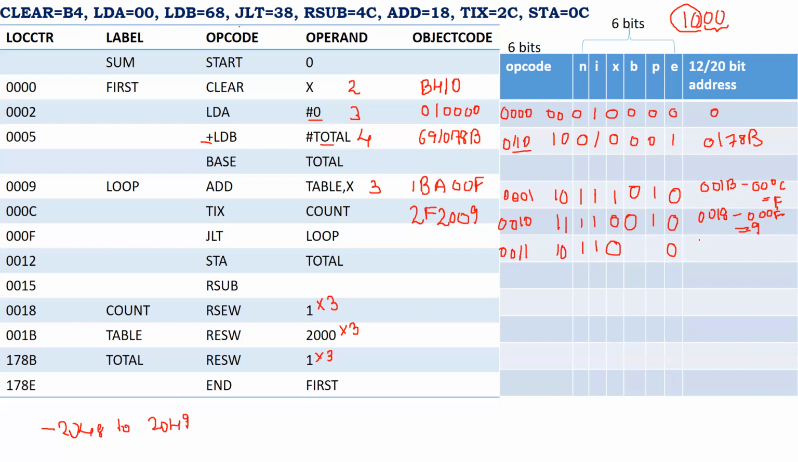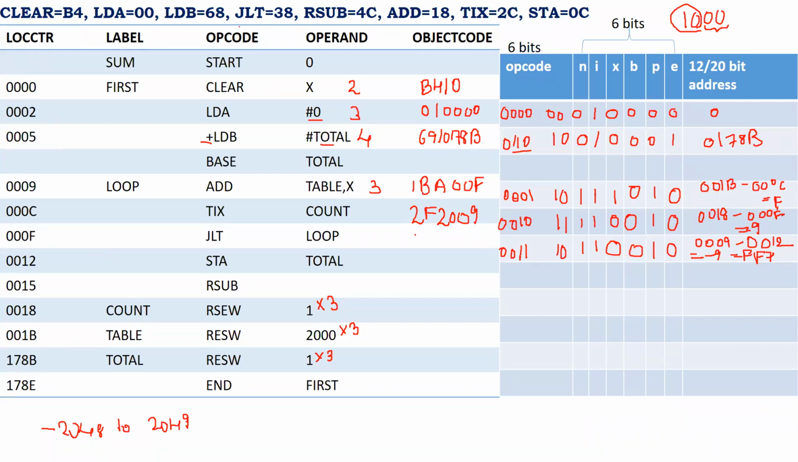And with the displacement, the loop is 0009, so 0009 minus the next instruction. The next instruction is 0012, and this gives minus 9. Minus 9 in hexadecimal is FF7. And so this is also PC relative. So P is set to 1 and B is 0.